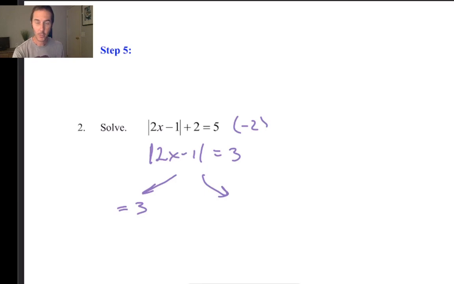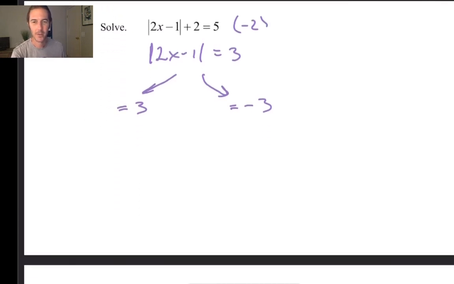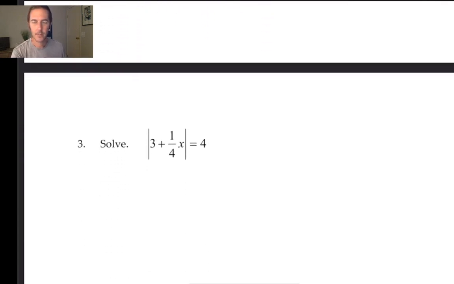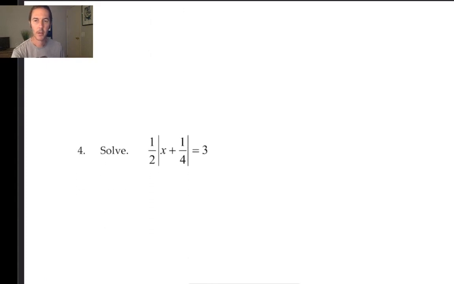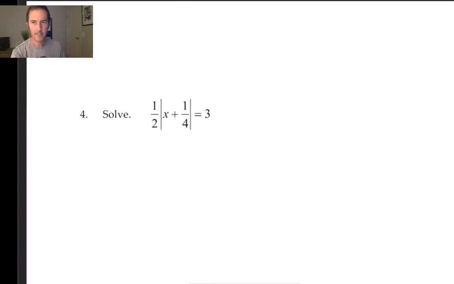2x minus 1 equals 3, or 2x minus 1 equals -3. And then you'll solve those two little statements, and you'll have your two little solutions to this absolute value equation. Can I apply that same process to this problem? Absolutely. Equals 4, equals -4, carry on. What about this one? Definitely.